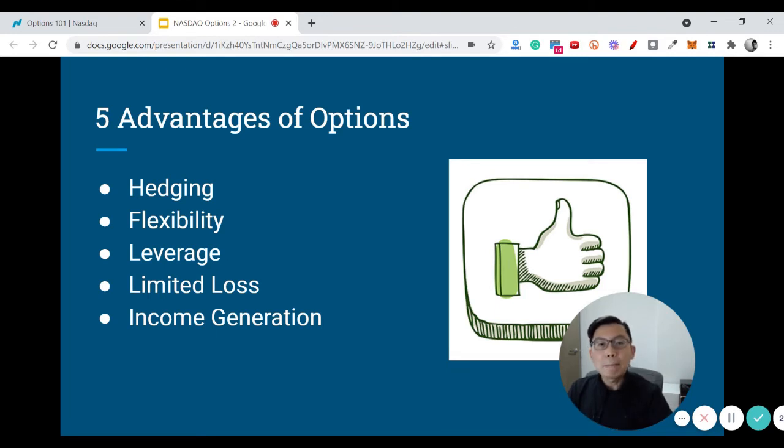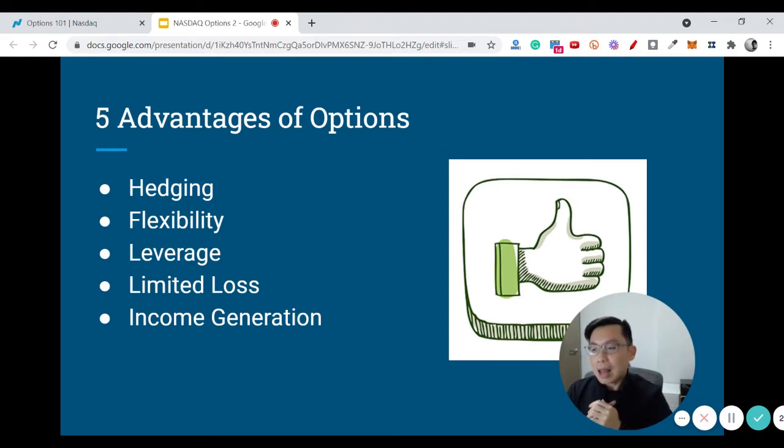Number two, flexibility. You can make money in any market direction or in any market environment. You can create option strategies that attempt to profit from a bull, bear, or sideways market. Some of the strategies can be very simple and direct, while others can be a little bit more complicated.